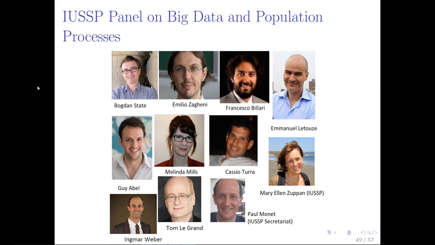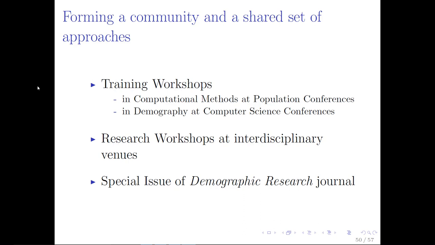As part of this panel, what we've been trying to do is form a community, or help form a community, with a shared set of tools and approaches. For instance, we've been running training workshops: workshops in computational methods at population conferences, or workshops in demographic methods at computer science conferences. At venues like the International Conference on Web and Social Media, we run research workshops that bring together people from different disciplines. And there are other activities, like a special issue of a journal like Demographic Research.